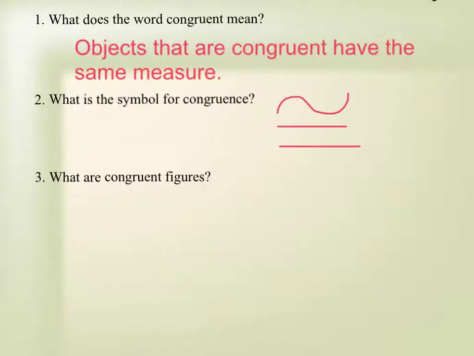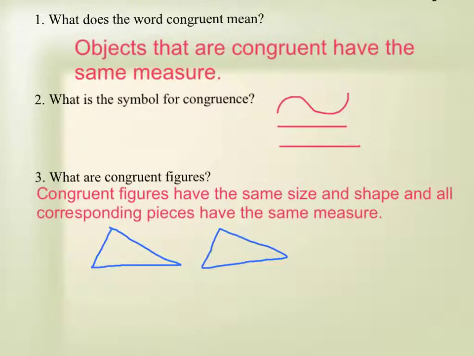Congruent figures, then, are figures that have the same shape and size. All of their corresponding pieces have the same measure. Now, when I say the corresponding pieces, I'm saying that the base of the triangle needs to be congruent to the base of a second triangle, and then the one side needs to be congruent to the other side, and then the third side needs to be congruent to the third side. In addition, their corresponding angles have to share the same measure.